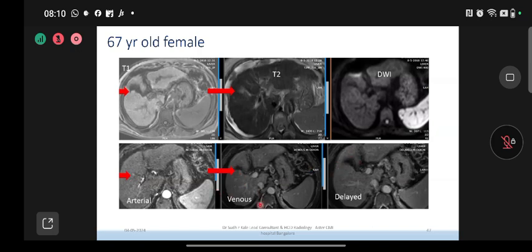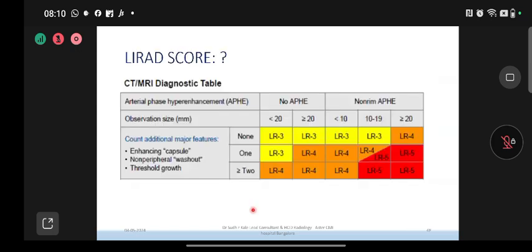So using this, can we look and try to LI-RADS it? What did we see? We saw an arterial phase hyperenhancement. So suddenly we jump into this category here. And what was the size of the nodule? The size of the nodule was less than 10mm. So we will come to this area now. We'll focus on this particular column.